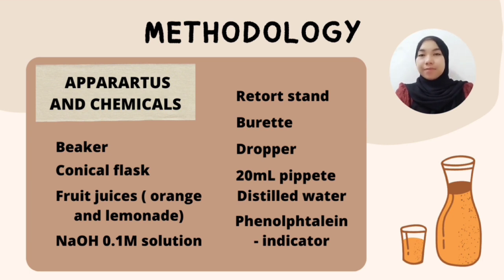In this experiment, the apparatus and chemicals that we use are beaker, conical flask, fruit juice which is orange and lemonade, sodium hydroxide solution, retort stand, burette, dropper, 20 ml pipettes, distilled water, and phenolphthalein as indicator.